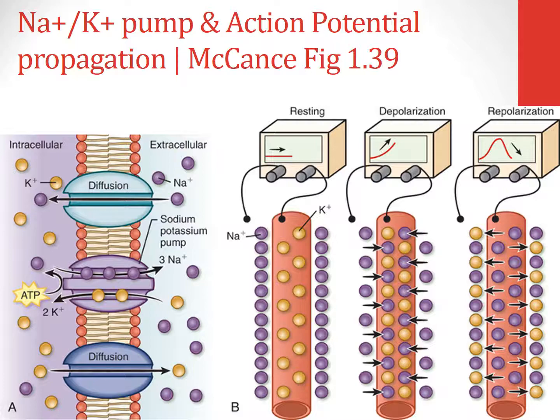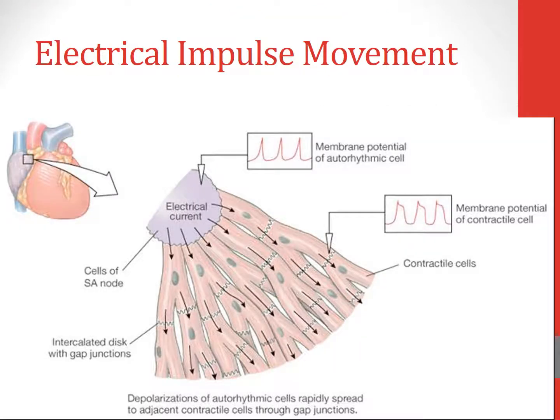voltage. Okay, so our next slide here is a broader picture showing where the SA node is, and then it shows that current spreading throughout the heart, and then it shows the corresponding waves of the action potential in a contractile cell. So just a visual for you.